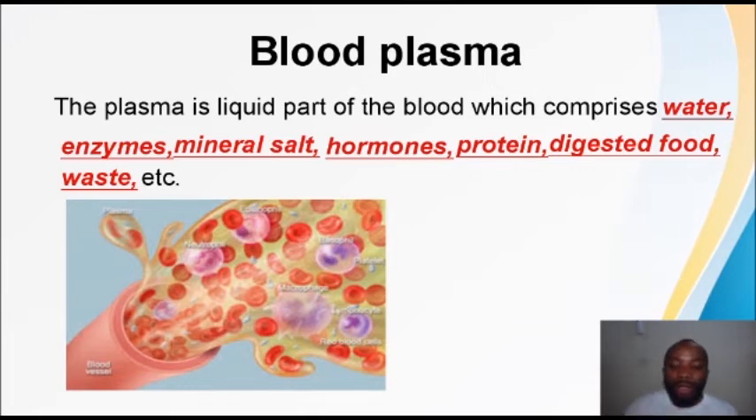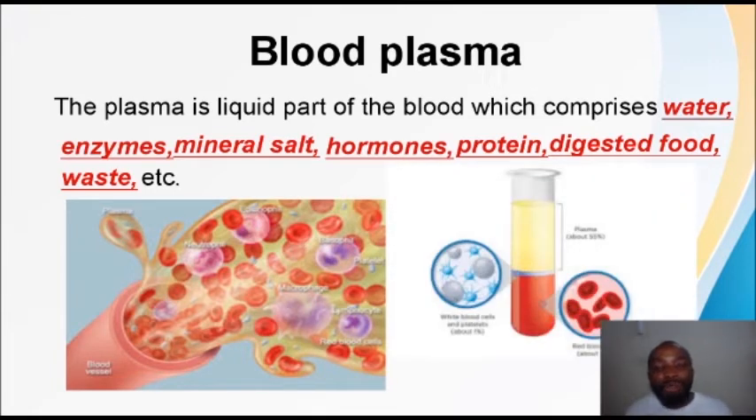The plasma. Now, if we try to separate blood in our lab using a spinning machine, this is what we will get. The cells will settle down while the liquid part will be up. That liquid part is what we call the blood plasma.